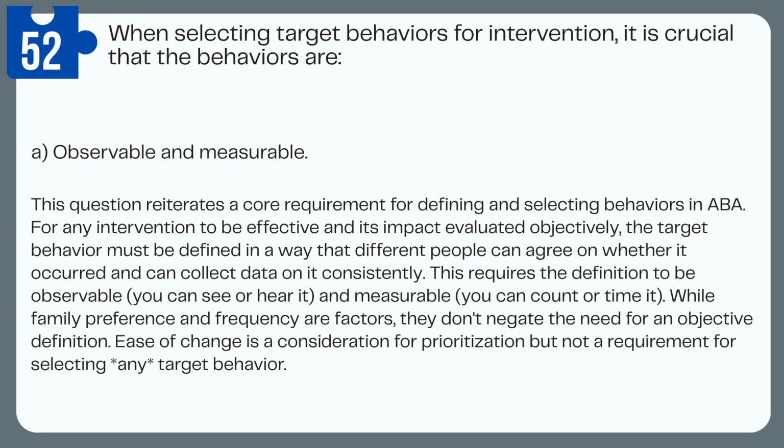For any intervention to be effective and its impact evaluated objectively, the target behavior must be defined in a way that different people can agree on whether it occurred and can collect data on it consistently. This requires the definition to be observable, you can see or hear it, and measurable, you can count or time it. While family preference and frequency are factors, they don't negate the need for an objective definition. Ease of change is a consideration for prioritization, but not a requirement for selecting any target behavior.